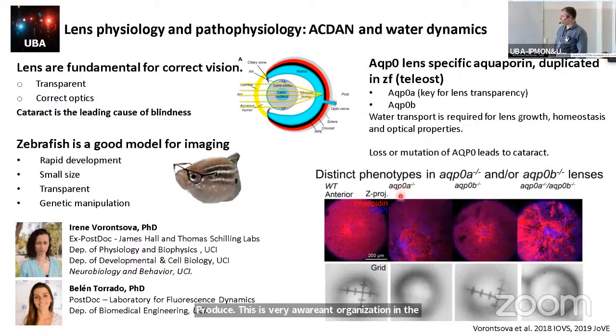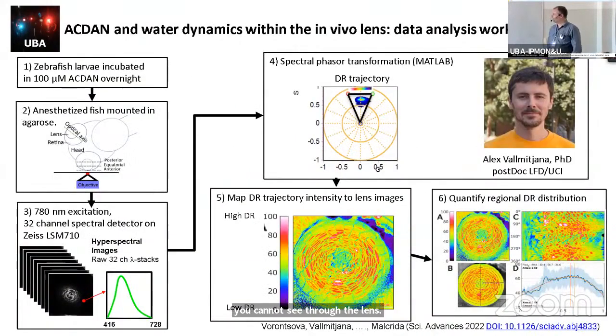And Irene was already studying the structural organization. These are images of phalloidin and DAPI. As you can see, when she mutated the aquaporin 0A, you screwed up the lens. With the aquaporin 0B, you screwed up, but not that much. But when you knock down both, the lens is completely aberrant. And the transparency of the lens goes from this situation to this really bad situation where you cannot see through the lens.